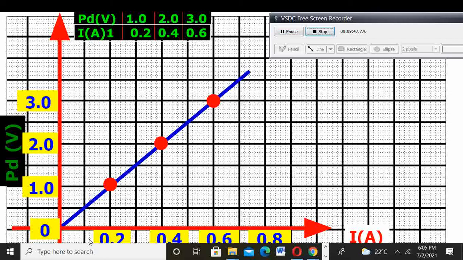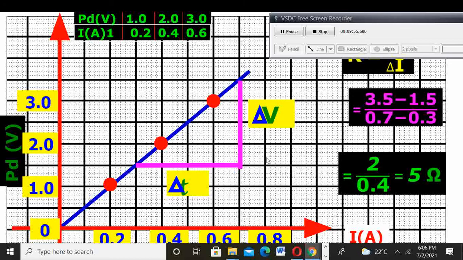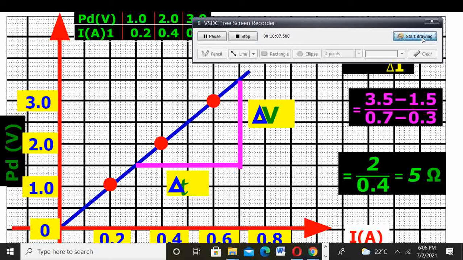So if we get the constant, by getting the slope, that's the change in voltage against the change in current, for this case, let me just take my change in y axis. Here it is 3.5 subtract 1.5, that is 2. Then the change in x axis, we have 0.7 subtract 0.3, which is 0.4. So 2 divided by 0.4, and we get 5 ohms. Therefore, for this graph, 5 ohms is our constant.